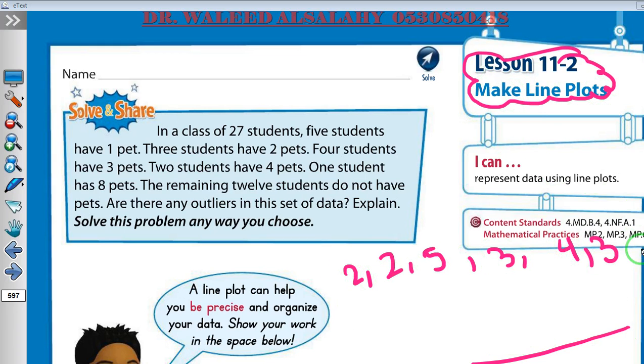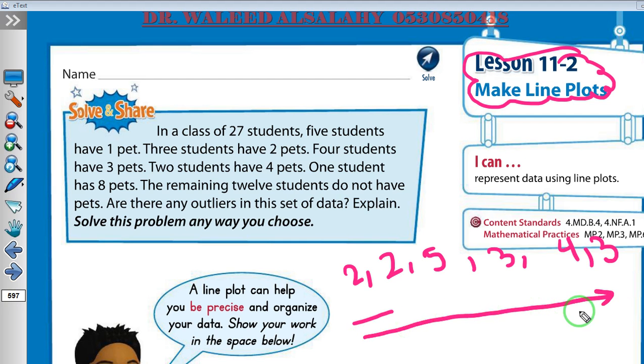Firstly, draw a line. Sorry, I will draw a good line here. These are the numbers. How do we draw them on a number line, like this? I will just erase this. Firstly, we can arrange from 0 to 5, like 0, 1, 2, 3, 4, 5. There is no 0 here, so leave the 0.